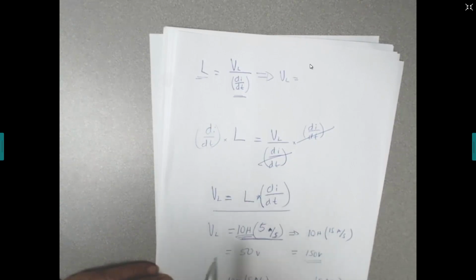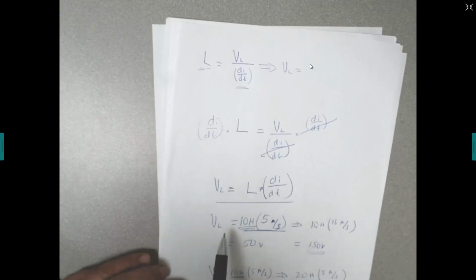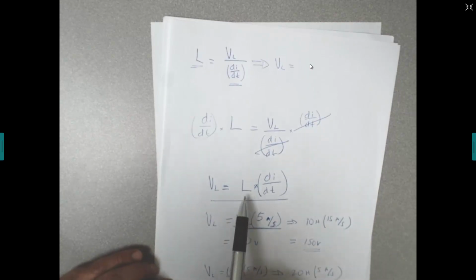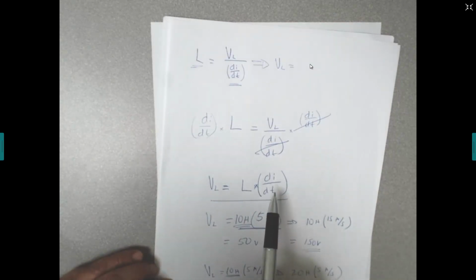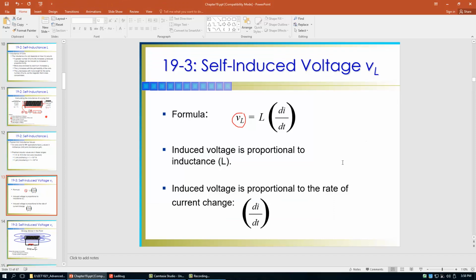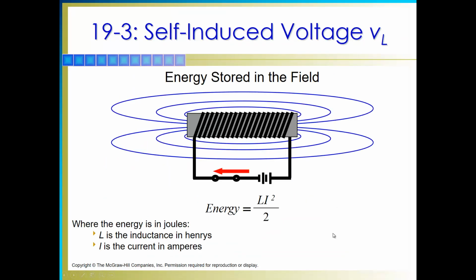They're on the same level. So therefore, if the inductance goes up, the voltage goes up. If it goes down, then the voltage goes down. If the rate of change of the current goes up, then the voltage goes up. If this one goes down, then this one goes down. So what they're saying there is that the voltage is proportional to the inductance, and is also proportional to the current change. All right?